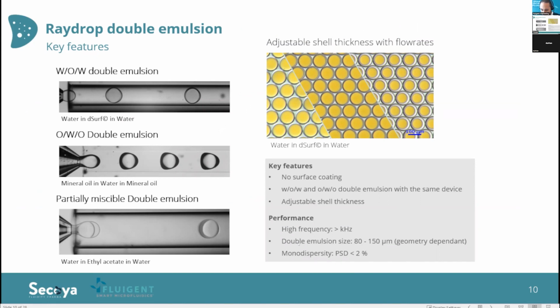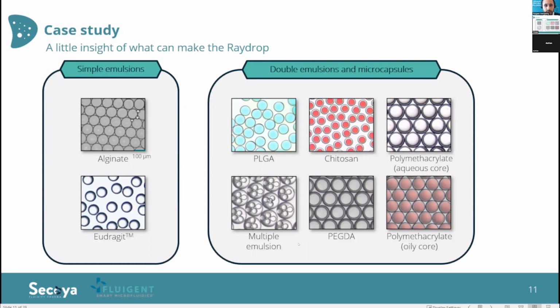Why? Because the droplet is never in contact with the wall of the capillary, so it doesn't need the application of specific surface coatings in this system. And as you will see in the live demo, you can adapt the shell thickness by playing with the flow rates, while always keeping a size dispersion lower than 2%. Using the Raydrop, you have access to a wide range of droplets and double emulsion adapted to numerous applications like API encapsulation in aqueous or organic solution. But actually, practically all the single and double emulsion processes described in the microfluidic literature, usually in PDMS or glass chip, can be done with this system.